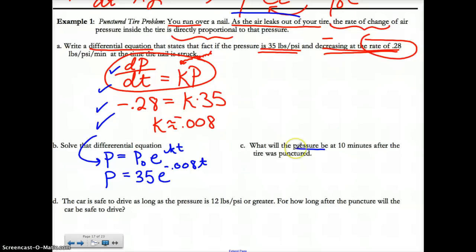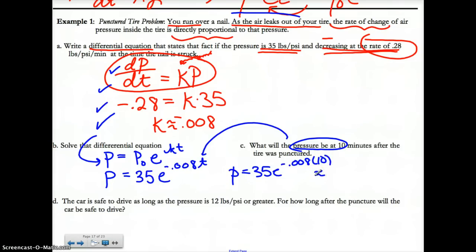Now when it asks what the pressure is after 10 minutes, I simply can use my model to predict the future. So I'd say my pressure is equal to 35 e to the negative 0.008 times 10. And again, if you go to your calculator, I'm just going to give you the answers to these to save time and calculation. You get about 32.3 pounds per square inch.